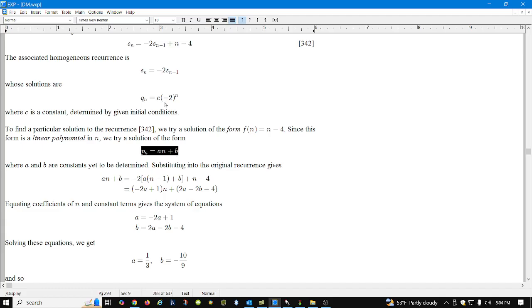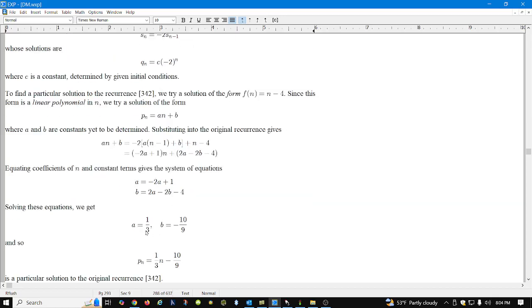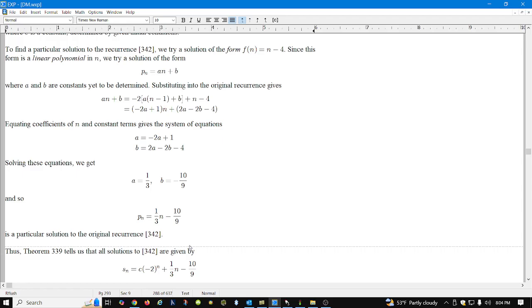So we try this, where a and b are as yet to be determined. Substituting this into the original recurrence looks like this. Equating coefficients of n and the constant terms gives us a system of linear equations, which we can solve for a and b, and we have found a particular solution. And I would strongly urge you to double check by plugging that in. It's easy to make a mistake here.